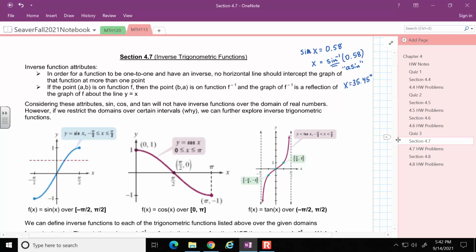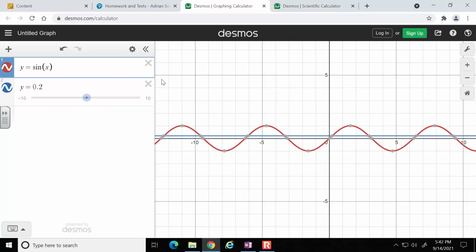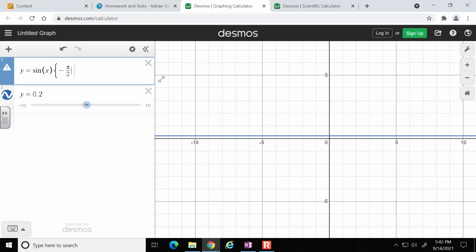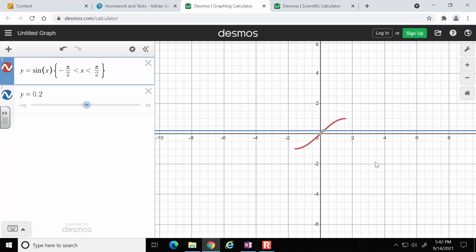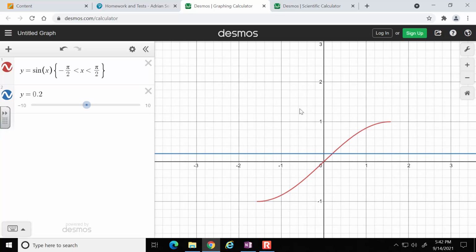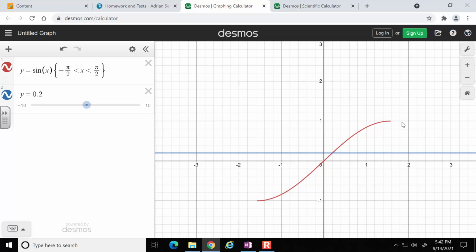So if I take that y equals sine of x, and I say, all right, let's only look between, say, negative pi halves and pi halves. Well, now, if you look, the graph of this function looks a little bit different, right? Now there is no specific point where I'm going to intersect that graph at more than one spot. Okay, so that's okay. I can find the inverse of this function by limiting that domain.